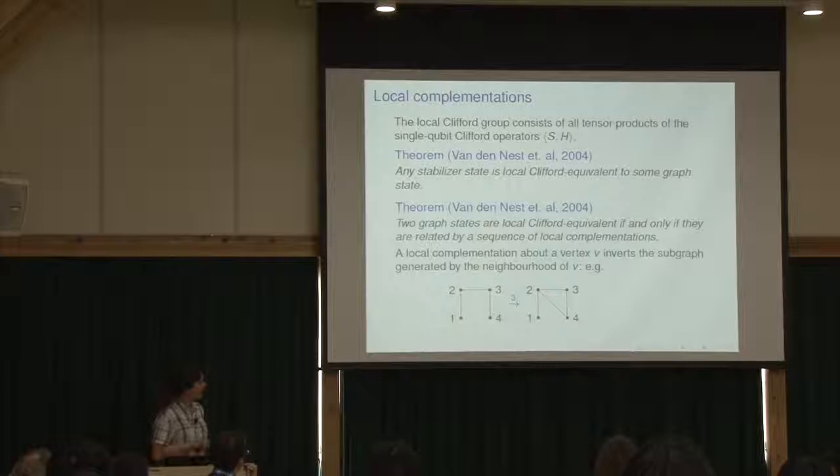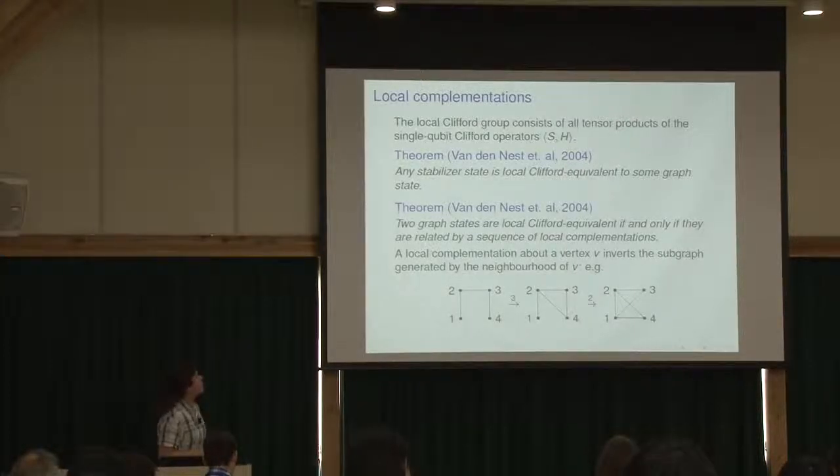If we now apply another local complementation about vertex 2, 2 is adjacent to all the other vertices. So we remove the edge 3, 4, and we add edges 1, 3, and 1, 4. And this is what a local complementation is.